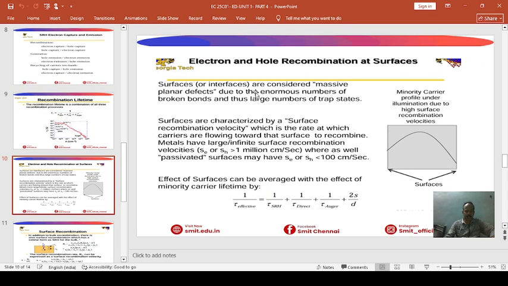Then coming on to the surface recombination that occurs at the semiconductor surfaces. The surface atoms have broken bonds. These broken bonds act as traps. They increase the recombination rate. The surface recombination reduces the carrier concentration. This reduces the device efficiency. The surface passivation is used to reduce the recombination, which is very much important in solar cells.